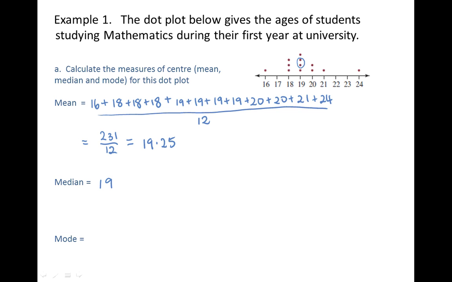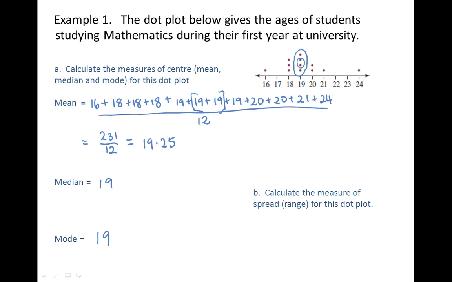We could have also used our ordered list up here from the mean to help us to find the 2 middle points, which of course again is in between the 6th and 7th values, 1, 2, 3, 4, 5, 6 and 7, which also shows us that the median is the middle of 19 and 19, which again is 19. Now the mode, of course, is the value which happens the most, and we can see this pretty easily from our dot plot. The mode also happens to be 19.